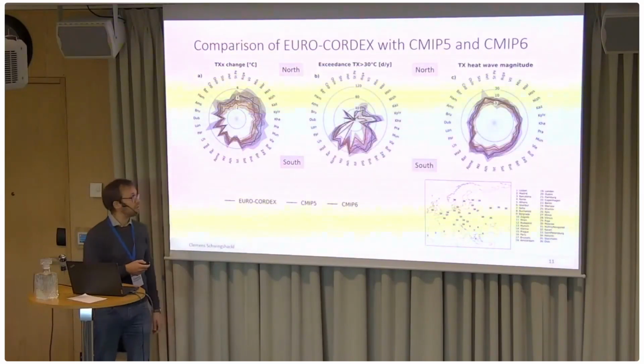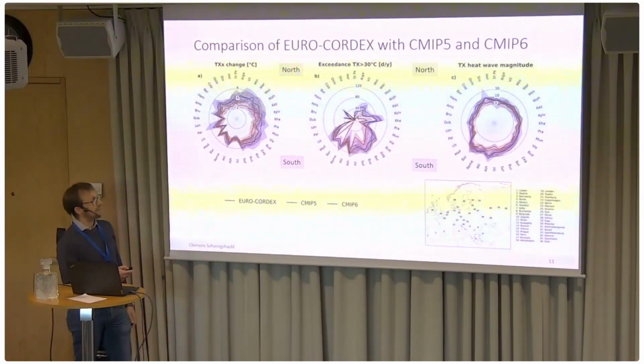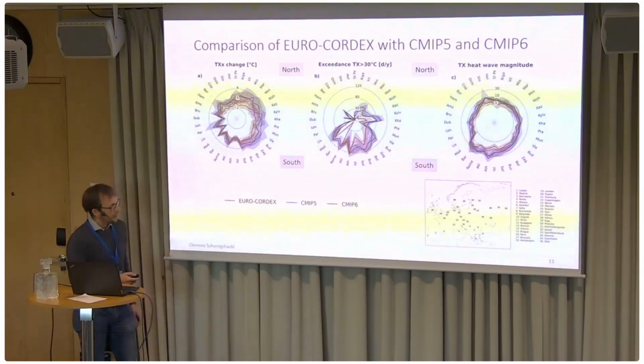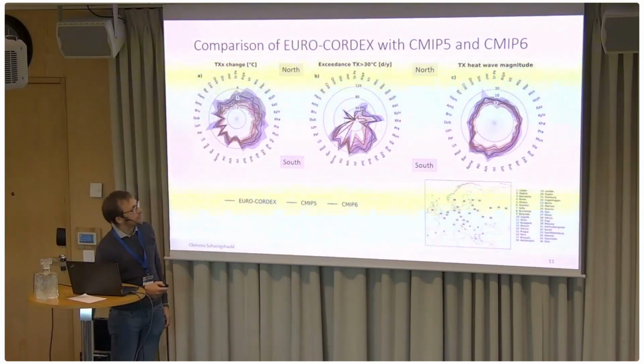And it's more or less the same also for the other indicators. So you see that the patterns are very different, for example, here for the exceedance of 30 degrees. But you see again that the EURO-CORDEX simulations don't show so many exceedances of these indicators. And it's also similar for the heat wave magnitude index.